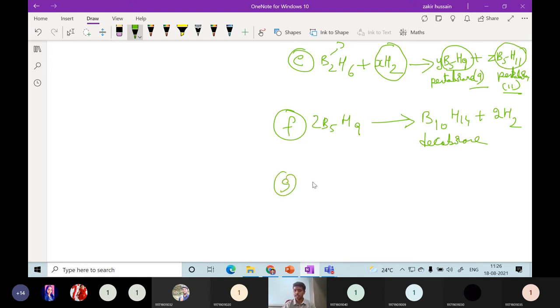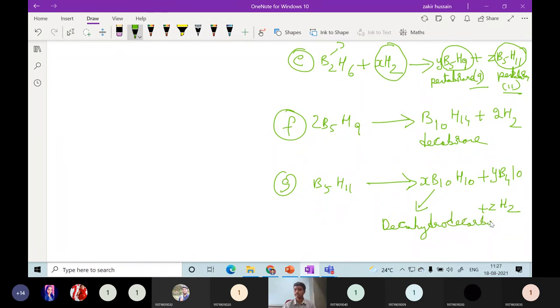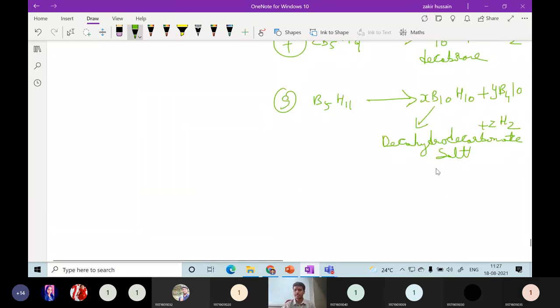Now reaction G: this B5H11 will be further decomposed to X molecules of B10H10 plus Y B4H10, along with the liberation of Z molecules of hydrogen. B10H10 is called decahydrodecaborate, which will be in salt form, or simply we can call this an ionic borohydride cluster. And B4H10 is nothing but tetraborane.